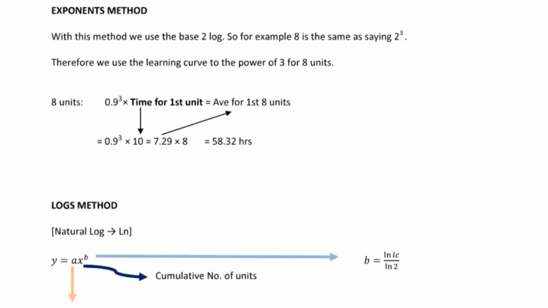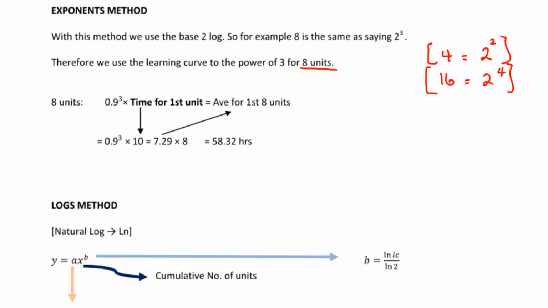Now, the Exponents Method is just another way of writing what we did earlier. What we do is we use a base 2 log. So for example, if I wanted to work out the total amount of time for 8 units, we know that 2 as a base to the power of 3 would equal 8. If I had 4, then I'd say 2, which is my base, to the power of 2. If I had to work with 16, then that would be 2 to the power of 4. In this example, I'm working with 8 units, so let's see what happens.